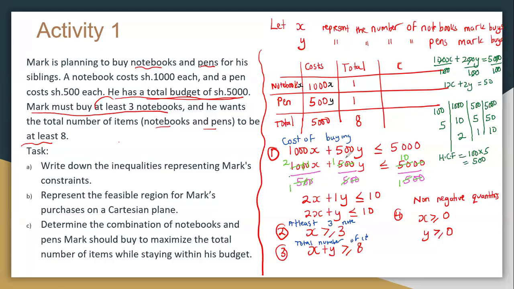Now, we are going to go on to the next one. Now, the next step requires us to go on and plot, because they want us to represent the feasible region for Mark's purchases on a Cartesian plane. Now, when they tell us to represent, it means that they expect us to draw. What am I going to do? I'm going to get my equations.